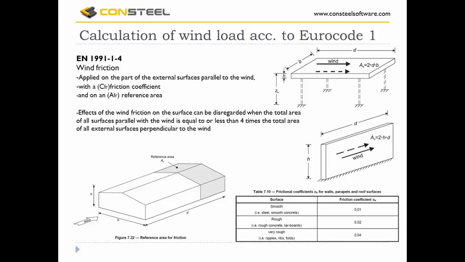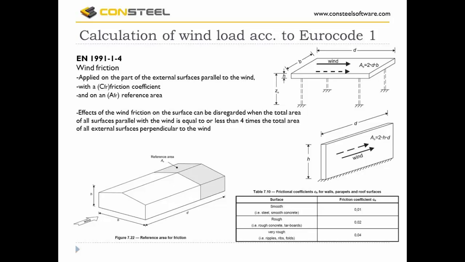The cfr friction coefficient is given in the standard for different surface types, and these values can be seen in the bottom right part of the picture. For example, smooth, rough, and very rough surfaces are defined.